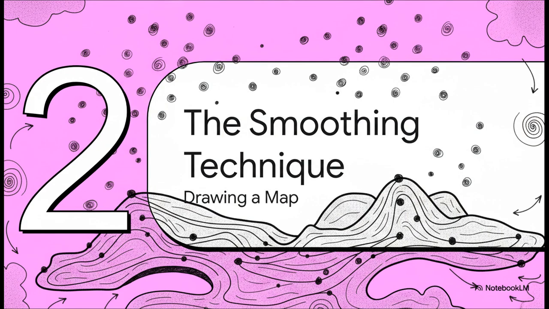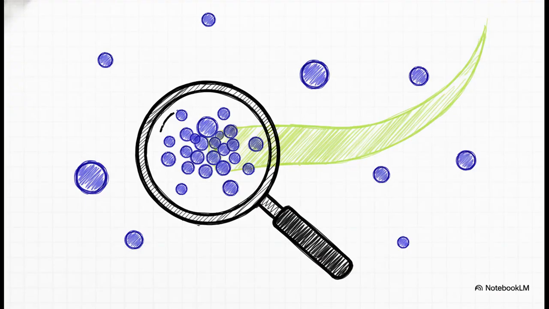Okay, so if our data points are just these scattered dots, how in the world do we reveal the hidden map they're sitting on? Well, this is where a really powerful statistical method comes into play. The technique is called kernel smoothing. And really, at its heart, it's just a very clever way of making an educated guess about that underlying surface by looking at the data points we can actually see.